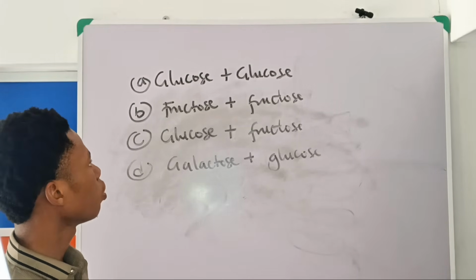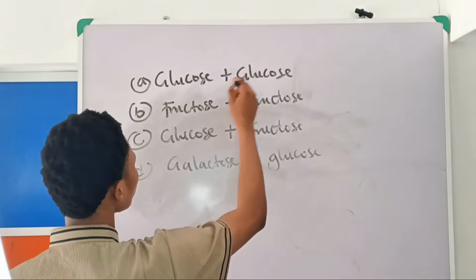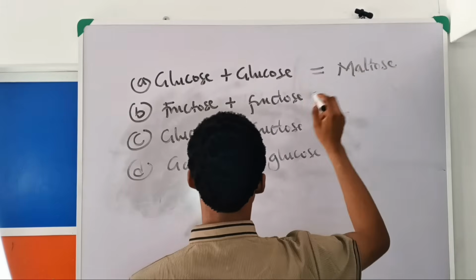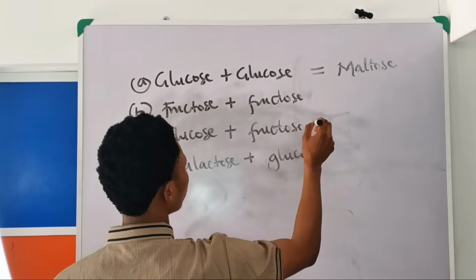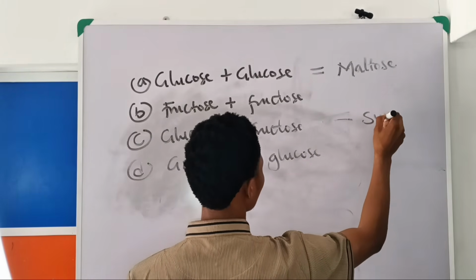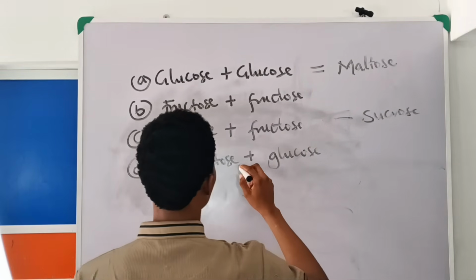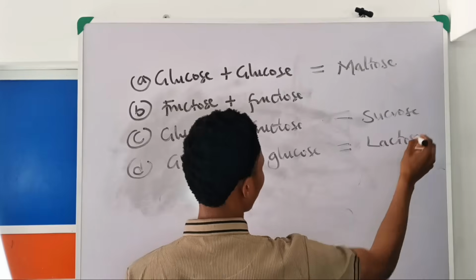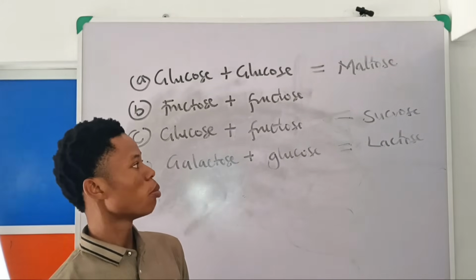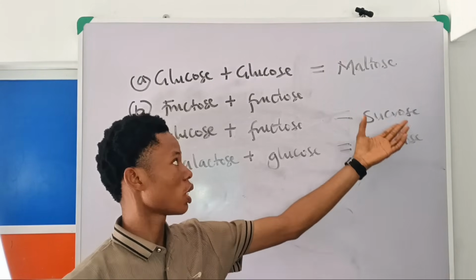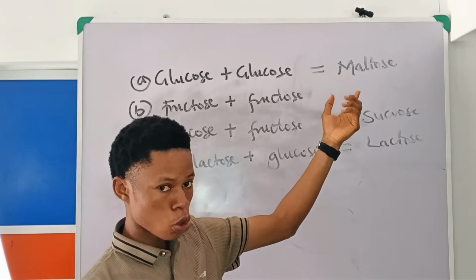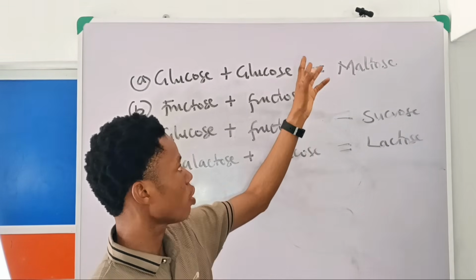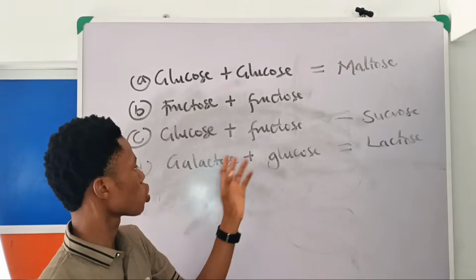Now, if you note, glucose plus glucose will give us maltose. Glucose plus fructose will give us sucrose. And galactose plus glucose will give us lactose. So basically, these are the three main known disaccharides we have. Maltose is glucose plus glucose. Sucrose is glucose plus fructose. Lactose is galactose plus glucose. If you notice, all of them have glucose. Glucose plus something, glucose plus something, glucose plus something.